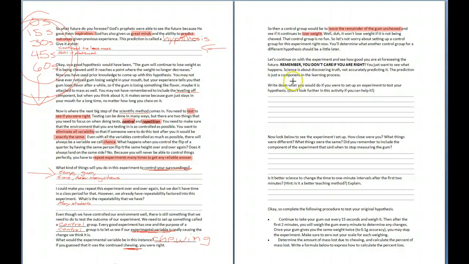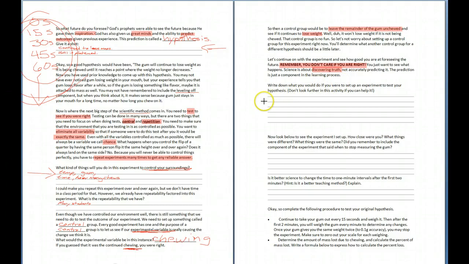All right, so let's continue on with our experiment and see how good we are at predicting the future. Remember, very important here, we don't care if we're right. Maybe you're guessing it's going to lose more mass, maybe you're guessing it's going to gain mass at some point, maybe you think it's going to stay the same. We don't care. As scientists, we're just about discovering the truth. Predicting is a component of the learning process, but we're not too worried if we mess it up. Sometimes we don't predict right, and that's okay.